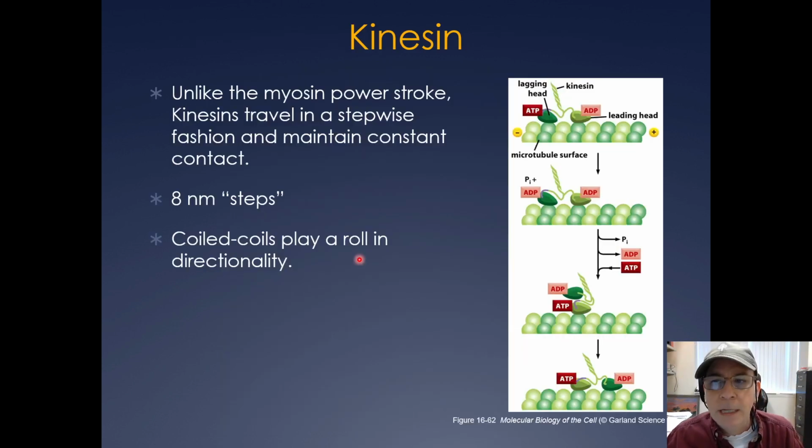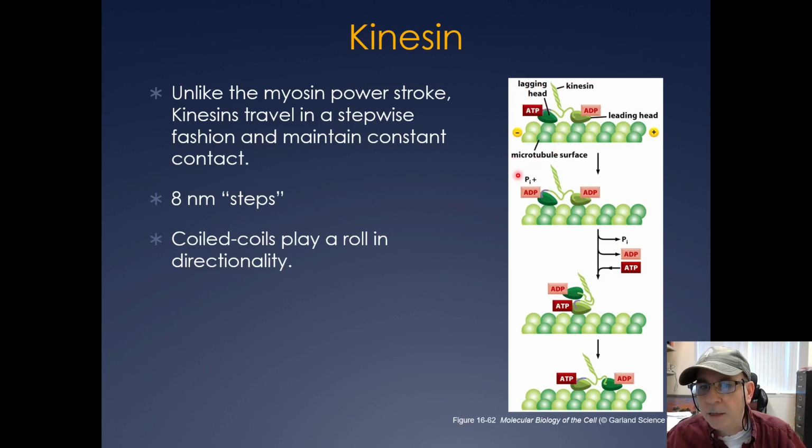In the case with kinesin, once again, I encourage you guys to go back and look at the video we saw on the first day, where you saw the kinesin motor walking along a microtubule, pulling that giant vesicle along. In the case with kinesins, unlike myosins, they travel in a stepwise fashion, lumbering along, and that's how you saw it in the video. They take about 8 nanometer steps, and the coiled coils play a role in the directionality, as we'll see in a second. But in general, what you have is your lagging strand will bind ATP.